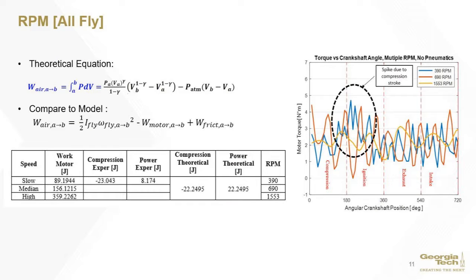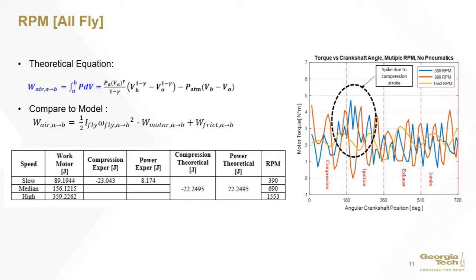Currently, our team is still analyzing data for medium and high speed. Analysis was completed for the slow speed. First, we found the work of friction for the intake and exhaust stroke. Then we found the work for compression and the power stroke. When comparing the compression and power stroke for the theoretical equation, we see that the expectation is that the work in the power stroke is opposite but equal to the work of the compression stroke. You can see that in the table via 22.24 joules.